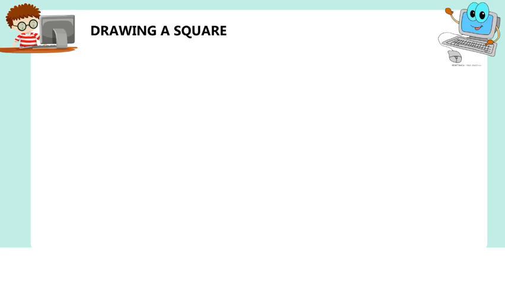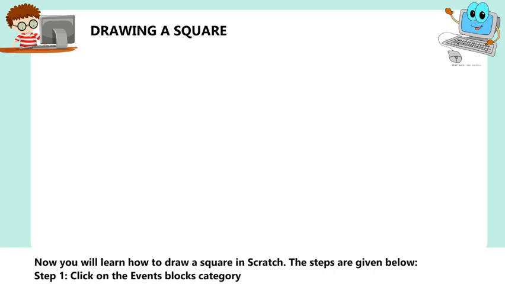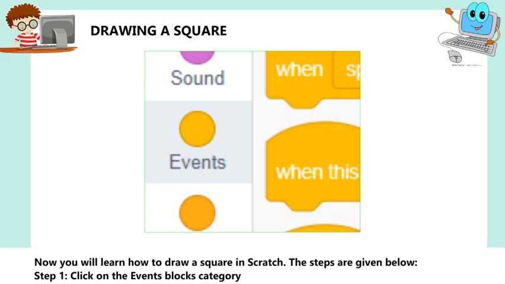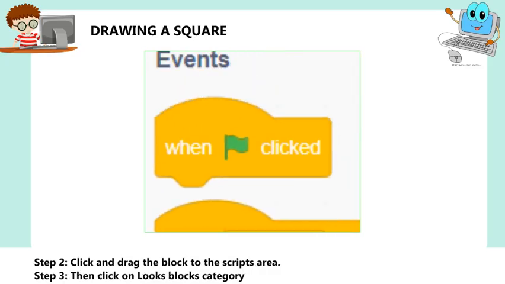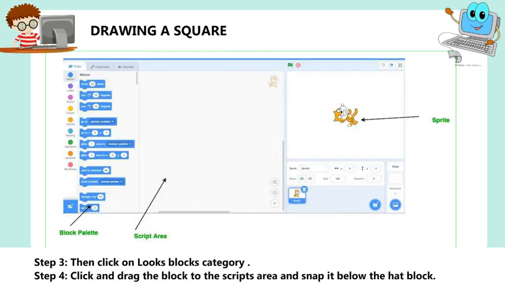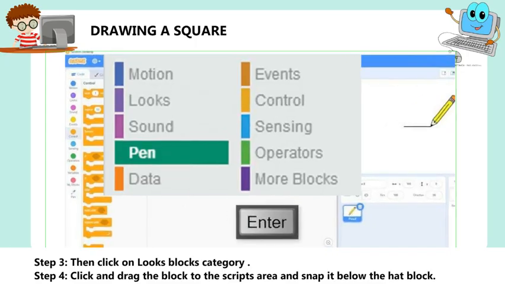Drawing a square. Now you will learn how to draw a square in Scratch. The steps are given below. Step 1. Click on the Events Blocks category. Step 2. Click and drag the When Green Flag Clicked block to the Scripts area. Step 3. Then click on Looks Blocks category. Step 4. Click and drag the Hide block to the Scripts area and snap it below the Hat block.